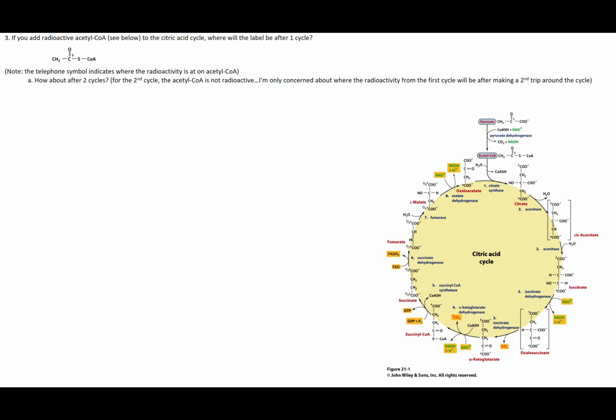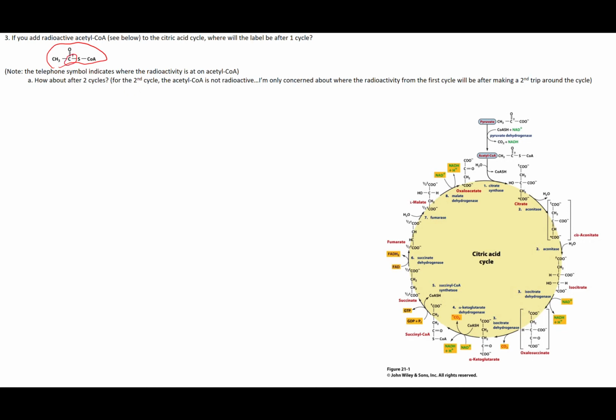So question number 3 on the chapter 21 problem set had kind of two parts to it. They were asking what's going to happen to this compound up here if we add it to the citric acid cycle. This is radioactively labeled acetyl-CoA, and specifically it's labeled at that carbon atom right there.